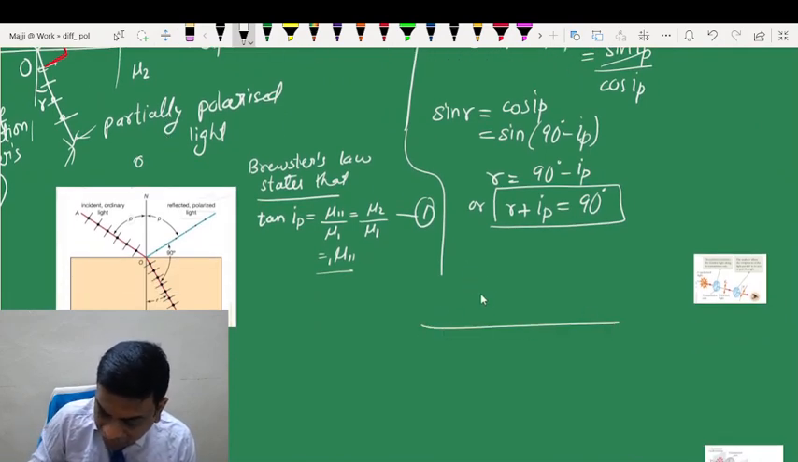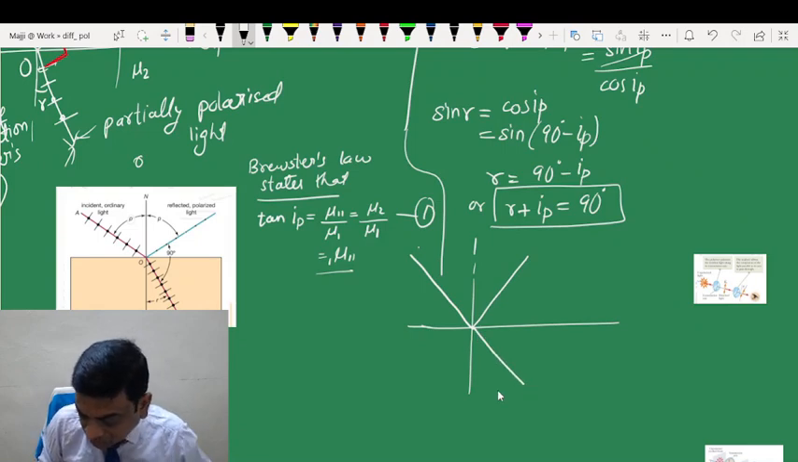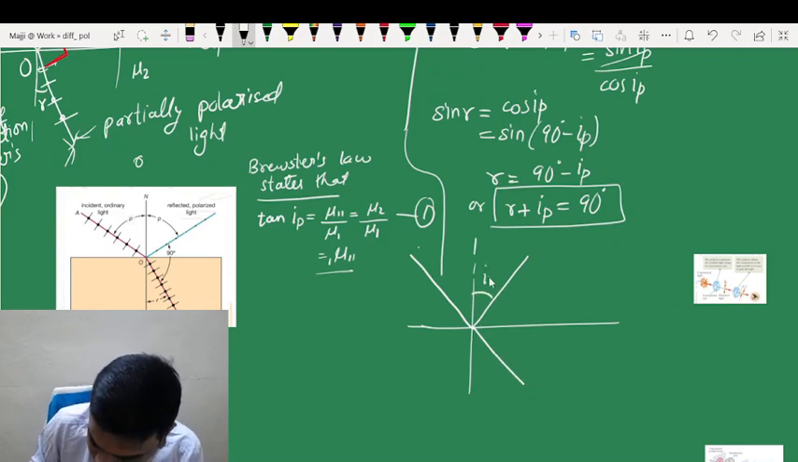Now this is the refracting surface, this is the normal, this is the incident ray, this is the reflected ray, and this is the refracted ray. Now this angle is IP and this is R. Now if we want to know this angle, for now let us take it as theta.